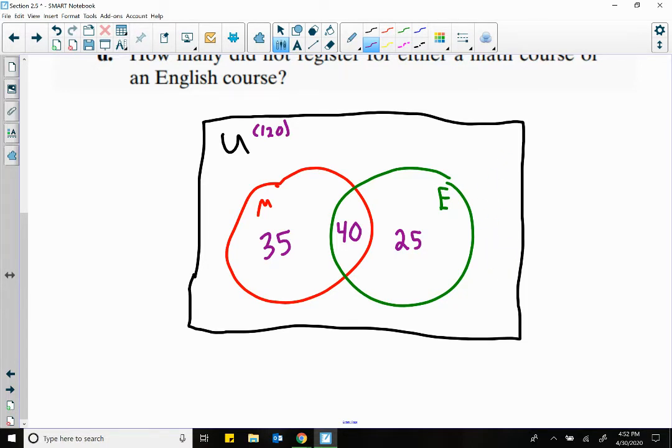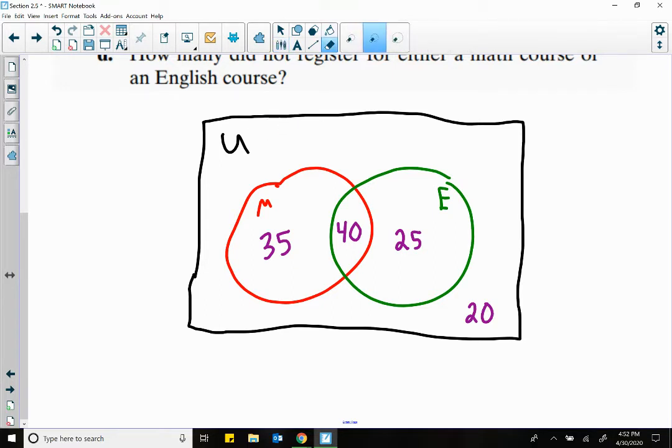So again, how do I figure these students out? I've got to take care of these, add them all up, and then subtract it from that 120. So we take 35 plus 40 plus 25. So inside here, between these three numbers, that's 100 students. So how many are left out in the universe? Well, 120 minus 100 is 20.